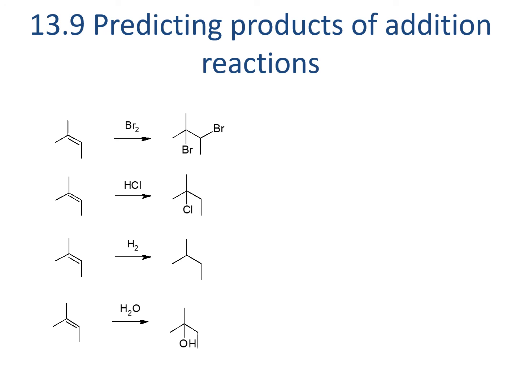The third reaction adds hydrogens to both carbons of the double bond, which makes it look like the double bond just went away. It essentially did. The fourth reaction looks the same as the second, except that now the OH is added to the tertiary carbon instead of the Cl.